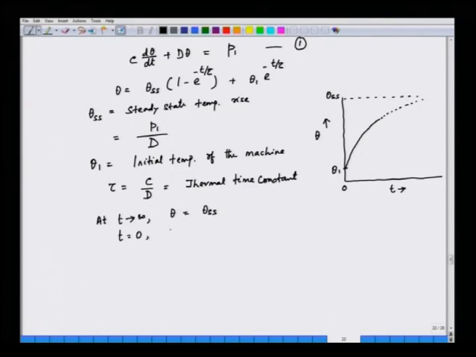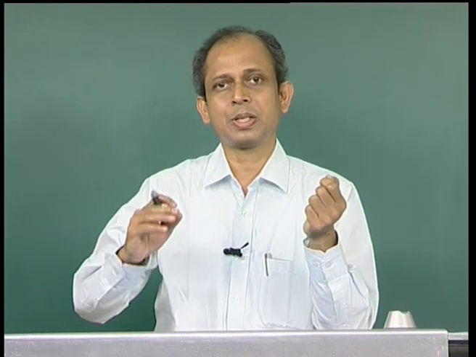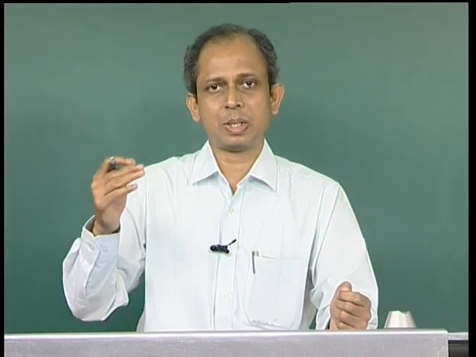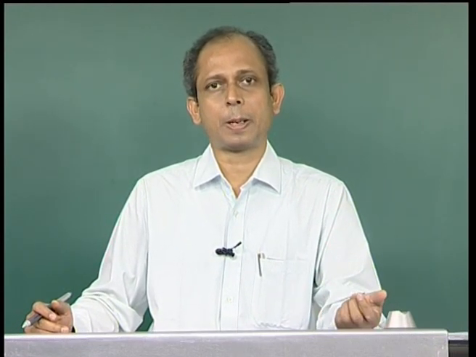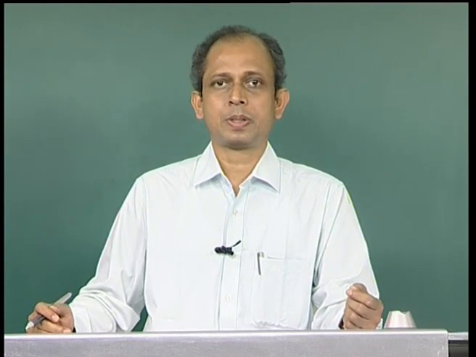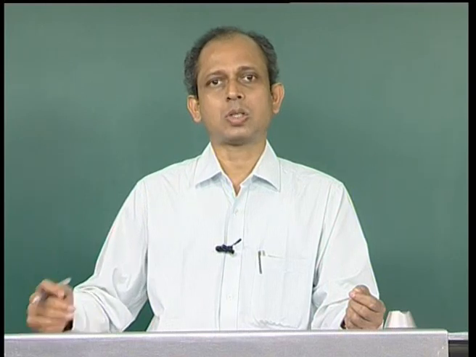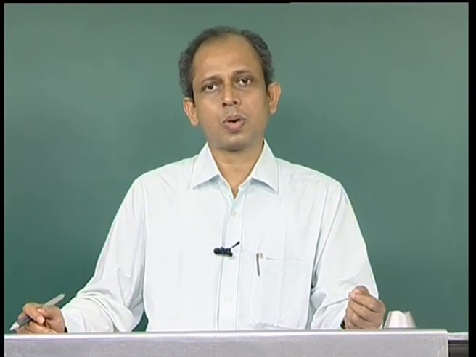At t equal to 0, theta is equal to theta 1. So, this motor is basically changing from a temperature theta 1 to theta SS. Theta SS is a steady state temperature that could be a very high value. So, if we want to operate this machine under a safe limit, we can switch off the load after some time. We can define various classes of motor, like continuously rated motor, intermittently rated motor and so on. If we have a continuously rated motor, theta SS will be a safe value of temperature. If we have an intermittently rated motor, the motor does not reach theta SS; the load is switched off before it reaches theta SS and hence the cooling process starts.